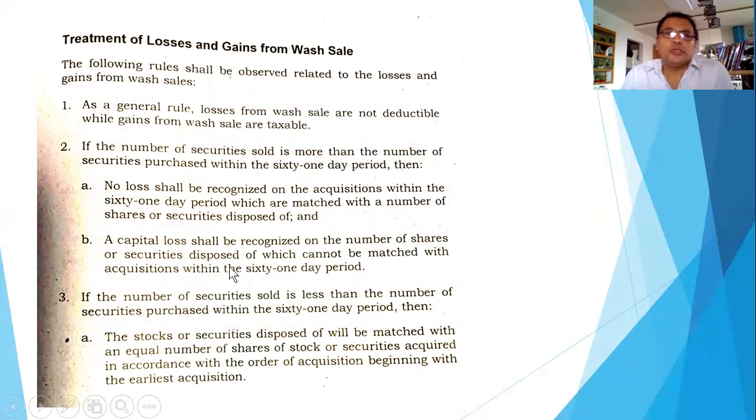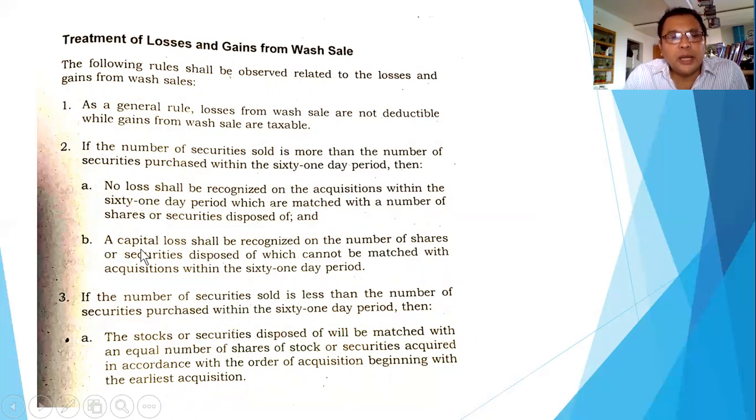So how do we treat losses and gains from wash sale? The following rules shall be observed related to losses and gains from wash sales. So first, losses from wash sale are not deductible, while gains from wash sale are taxable. So only gains are counted. Now, if the number of securities sold is more than the number of the securities purchased within the 61-day period, then no loss shall be recognized on the acquisitions within the 61-day period, which are matched with the number of shares or securities disposed of. So there can be no loss.